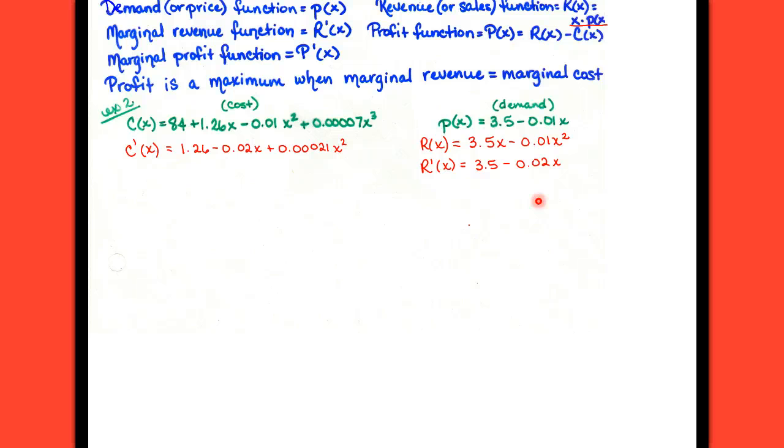Okay, so finally, I can set marginal revenue equal to marginal cost. So my marginal cost formula was over here. My marginal revenue formula was over here. Let's set those equal to each other and solve. Gonna get all my x's on one side, everything else on the other side.